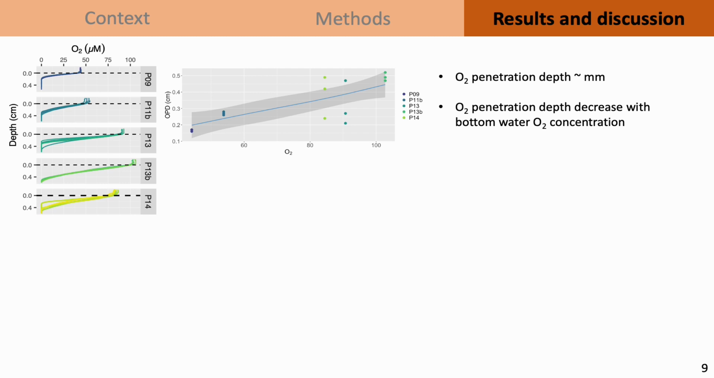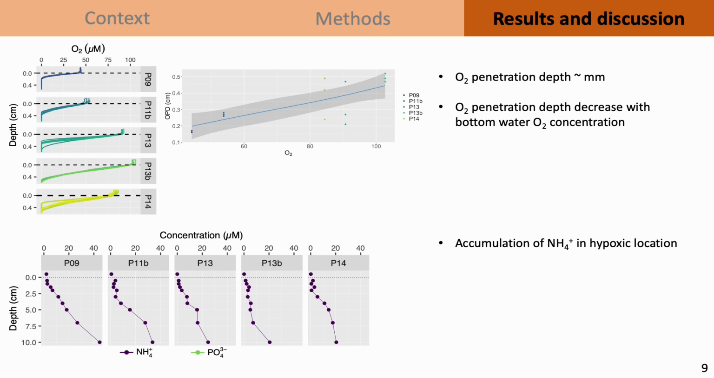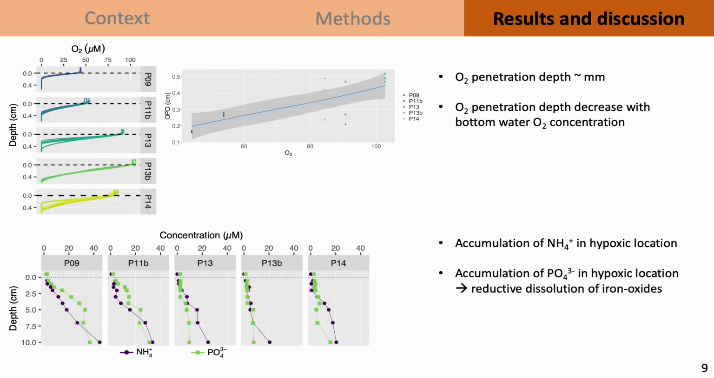Now let's have a look to sediment biogeochemistry. The oxygen profiles show that oxygen penetration depth is about few millimeters and is shallower in hypoxic locations. Looking at ammonium profiles, we can see a greater accumulation of this reduced solute with depth in hypoxic location. The same pattern is observed for phosphate.